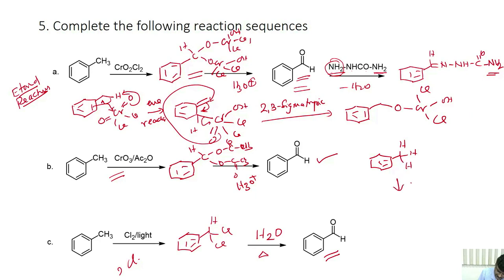When you have the chlorine radical, it can react with the benzyl CH bond to give the benzyl radical, which can react with another chlorine radical to give the benzyl chloride. Similarly, this can further react with another radical. You will be able to form the benzyl chloride. Once you form this one, when you react with water and reflux, you will be able to form benzaldehyde as the product.